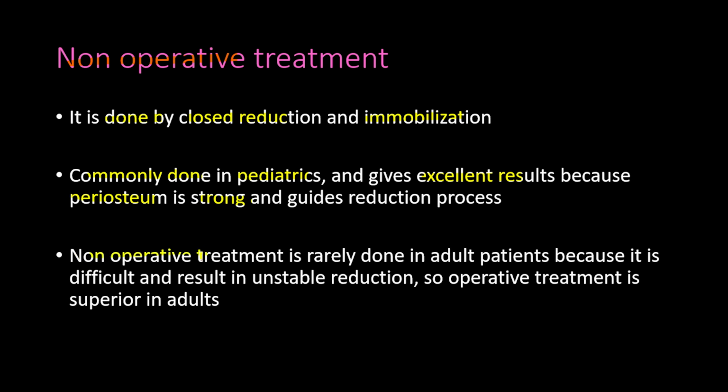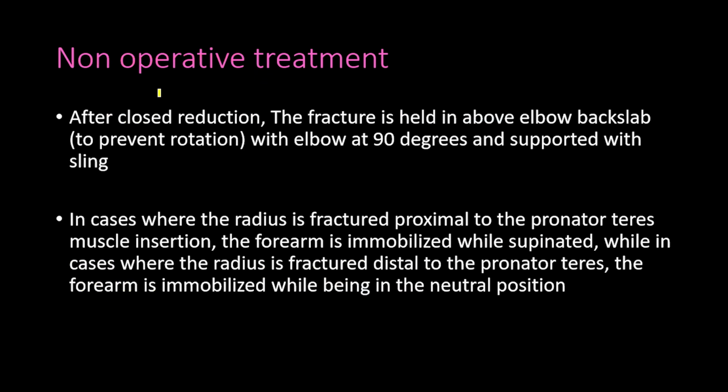And the non-operative treatment is rarely done in adult patients because it is difficult and results in unstable reduction, so operative treatment is superior in adult patients. Now, after closed reduction, the fracture is held in an above elbow back slab to prevent rotation. So the back slab should extend to above the elbow to prevent rotation of the forearm during the immobilization process, and the fracture is immobilized with the elbow at 90 degrees and it would be supported by a sling.